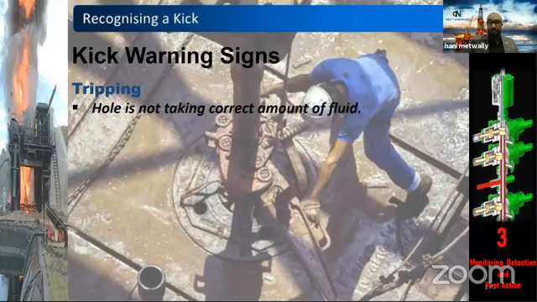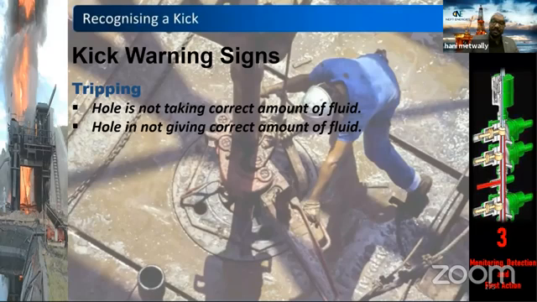If you trip out, you remove your drill string from the hole. So the warning sign in this case will be that the hole is not taking the correct amount of fluid. For example, we calculate we need to pump 2 barrels per 10 joints. So once we remove 10 joints, we need to pump 2 barrels. But if we start to pump and only pump 1 barrel and the hole is full, it means the formation starts to flow.